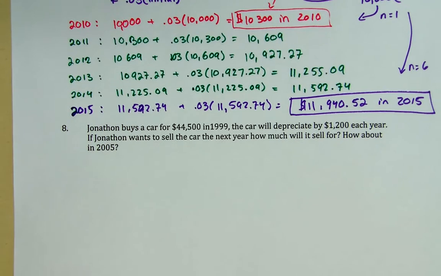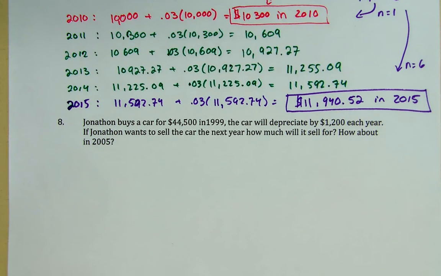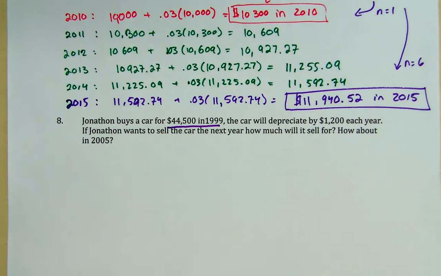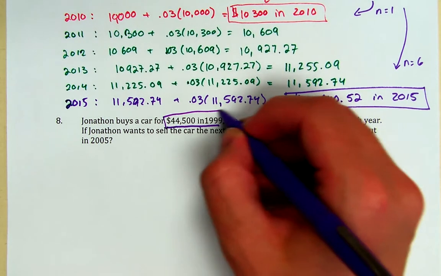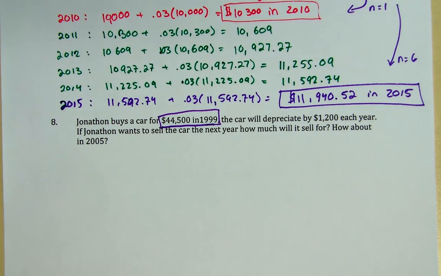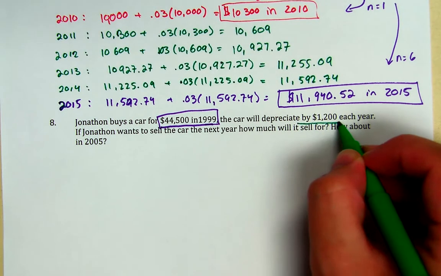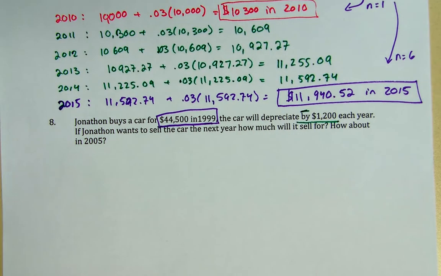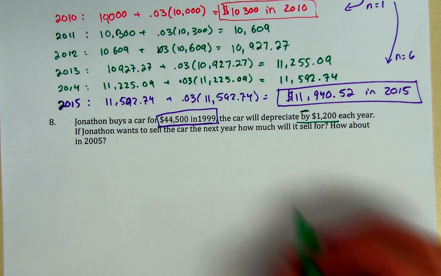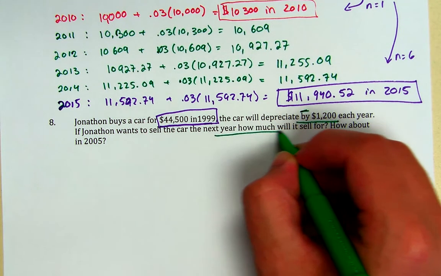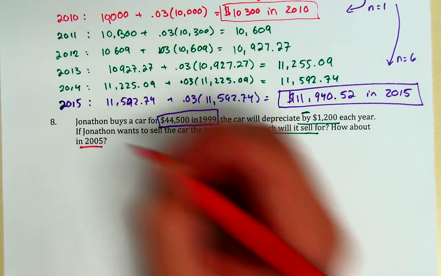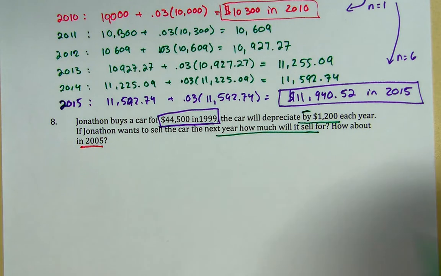Alright, and we have one more problem here. Jonathan buys a car for $45,500 in 1999. So that seems like my initial. It's depreciating by a constant rate, so minus this each year. He wants to sell the car next year. How much will it sell for? So next year, how much will it sell for? And how about in 2005? So again, we need to figure out those two things.